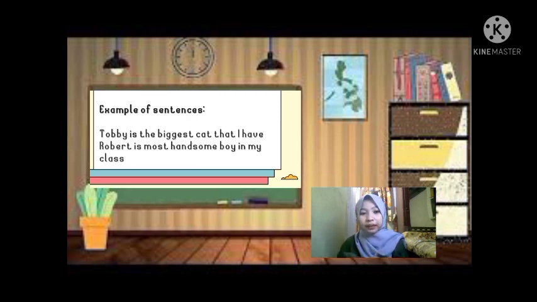Another example is Robert is the most handsome in my class. It means that Robert is more handsome than any other friend in my class. So we should put most in the sentence.